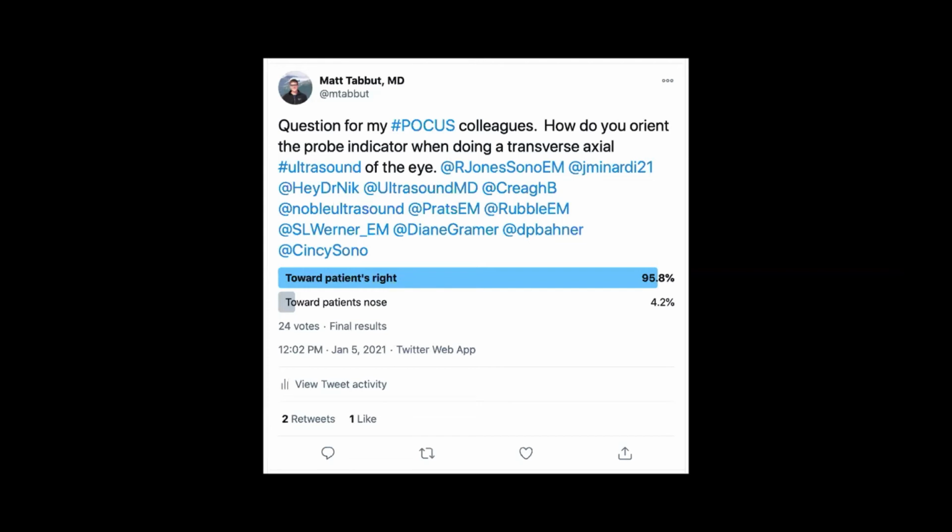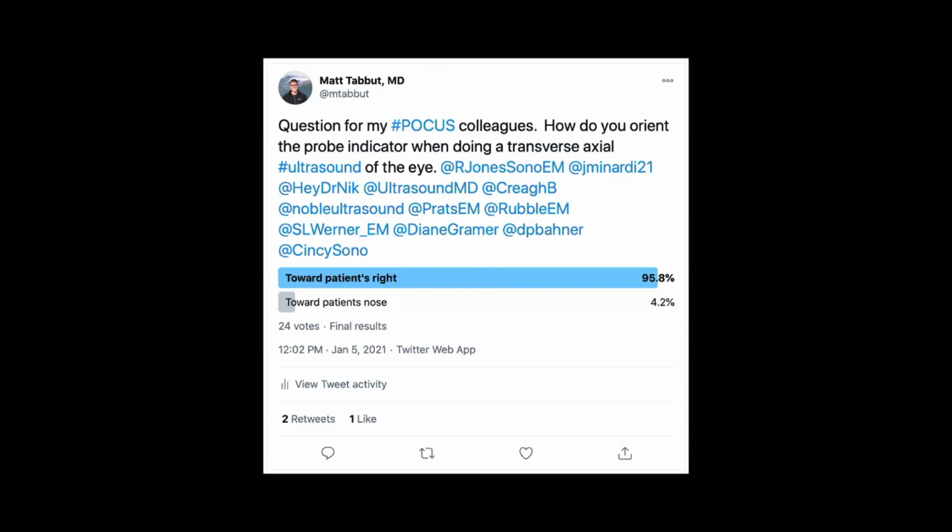Which is, I think, interesting, because if you read the ophthalmology literature, their convention is you orient the probe indicator towards the patient's nose, so that when you look at the study, whatever's close to the probe indicator on the screen is going to be nasal, and then anything temporal would be farther from the probe indicator. So when you're looking, particularly in the transverse, at the macula, that would always be to the right of the screen for us in the orientation that we do.